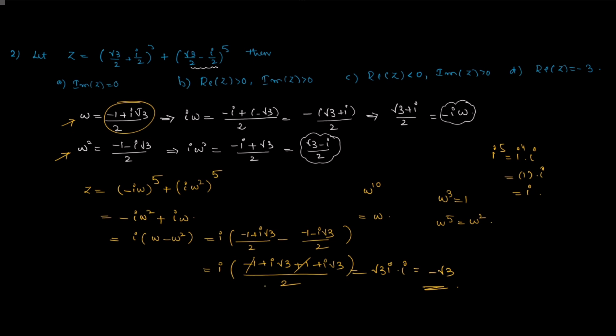Okay. z is equal to minus root 3, here you can see that real part of z is minus root 3, which is negative. Real part of z is negative. And what is imaginary part? There is no imaginary part in this. So imaginary part of z is 0. So real part of z is negative and imaginary part of z is 0.